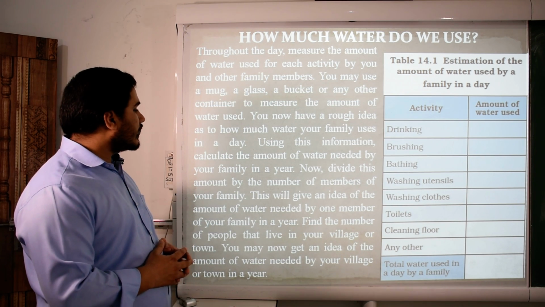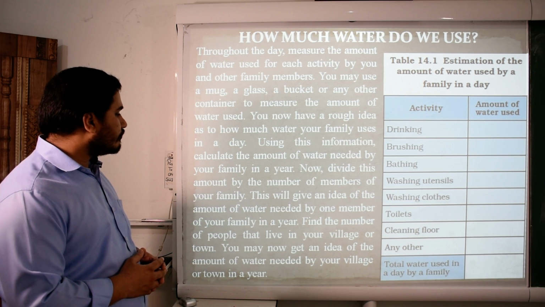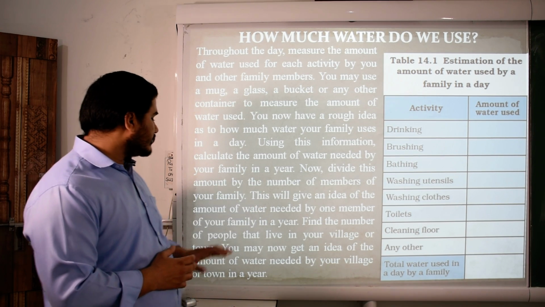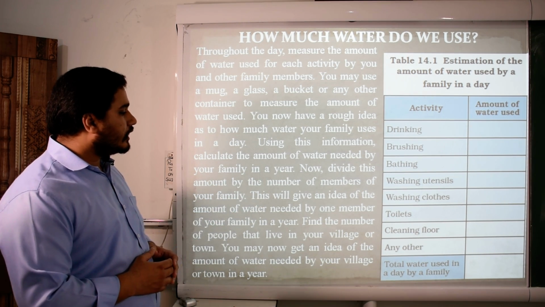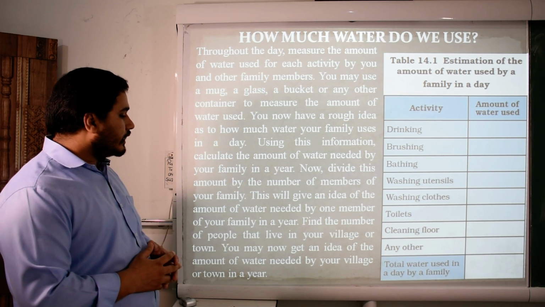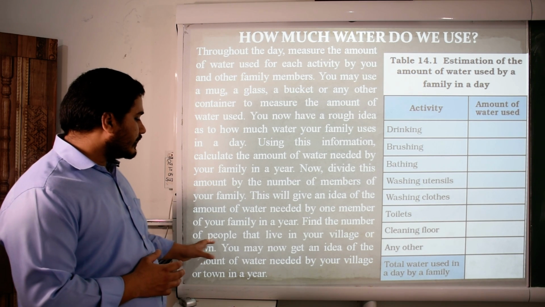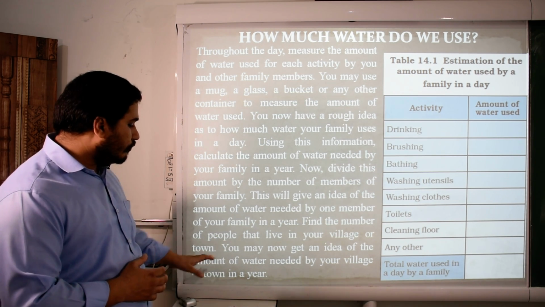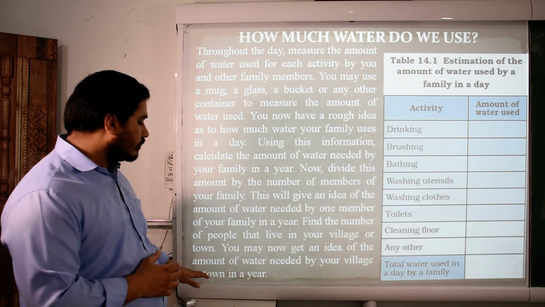Using this information, calculate the amount of water needed by your family in a year. Now divide this amount by the number of members of your family. This will give an idea of the amount of water needed by one member of your family in a year. Find the number of people that live in your village or town. You may now get an idea of the amount of water needed by your village or town in a year.